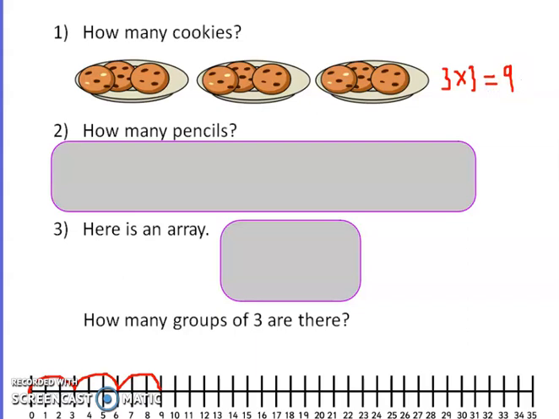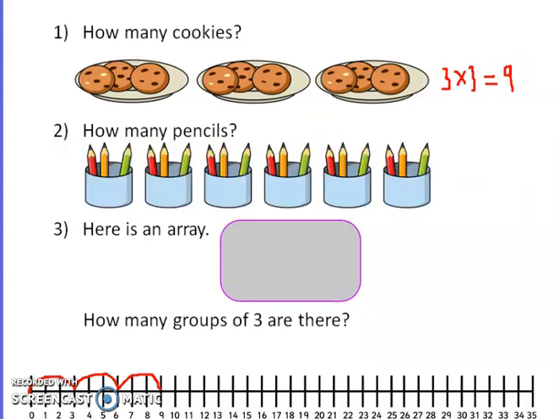Let's have a look at another challenge. What does the picture show us this time? We've got some pencils in their pots. We've got 1, 2, 3, 4, 5, 6 groups of pencils. I'm going to use the number line to help me count up in 3, starting from 0. 1 group of pencils, 2 groups, 3 groups, 4 groups, 5 groups, 6 groups.